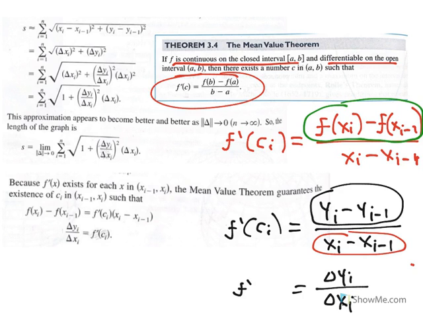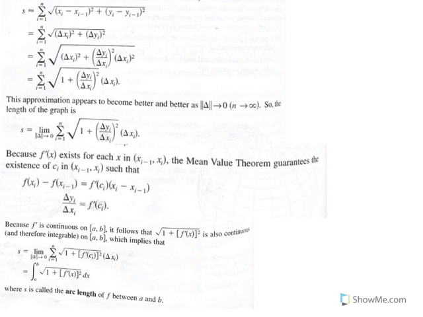So you can replace this particular quantity in our Riemann sum with f prime of c sub i because of the mean value theorem, and the mean value theorem is applicable because of the hypothesis that our function f is continuously differentiable on the closed interval from a to b, meaning that its derivative exists on the closed interval from a to b, which means the function f is continuous on the closed interval from a to b.